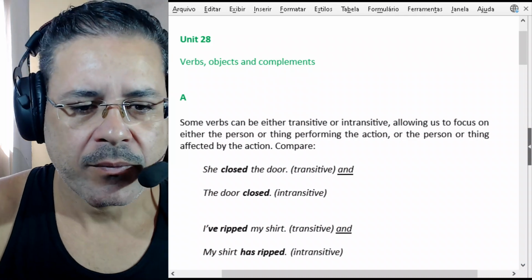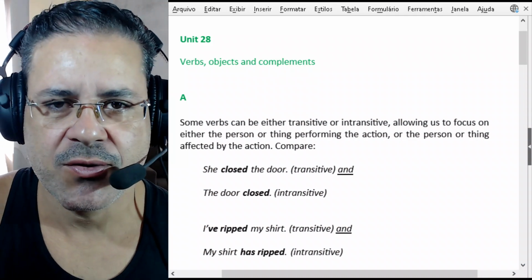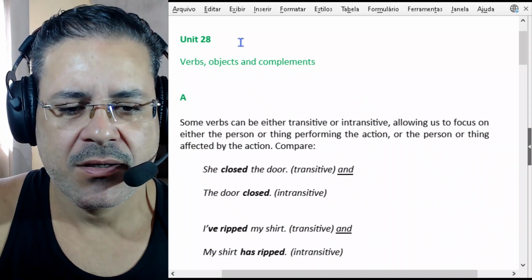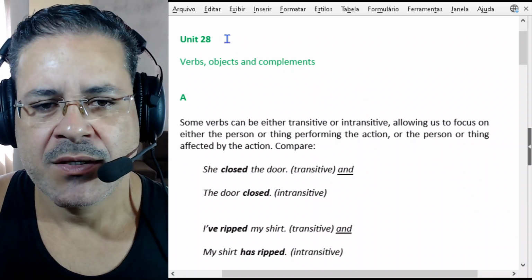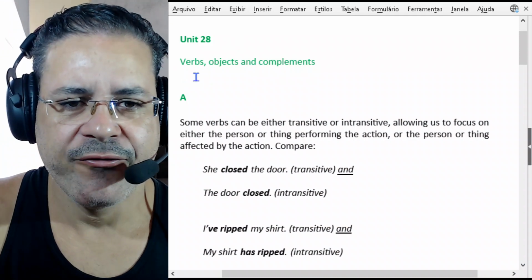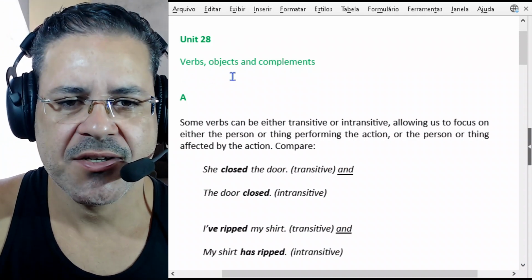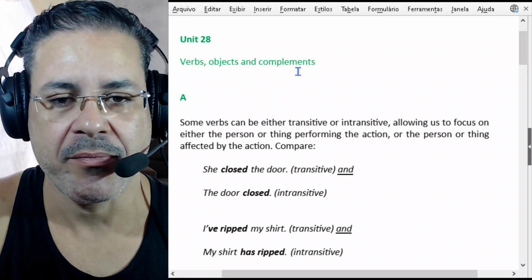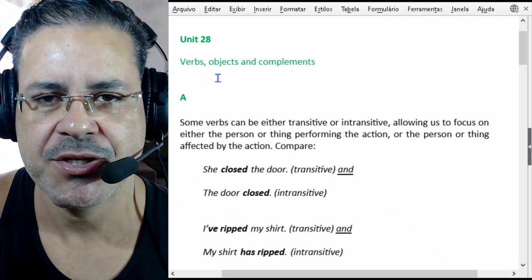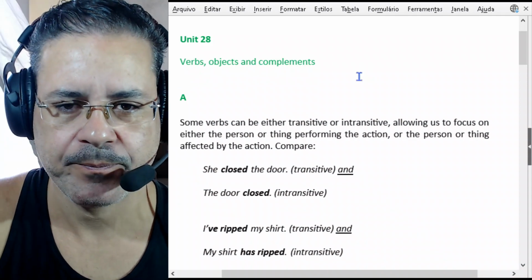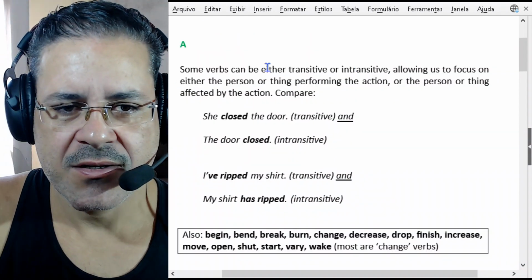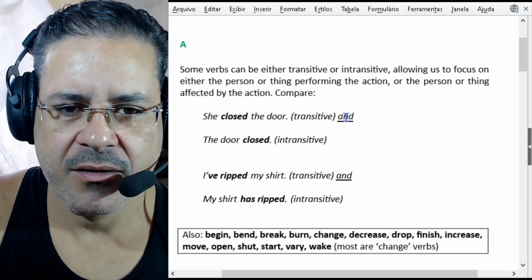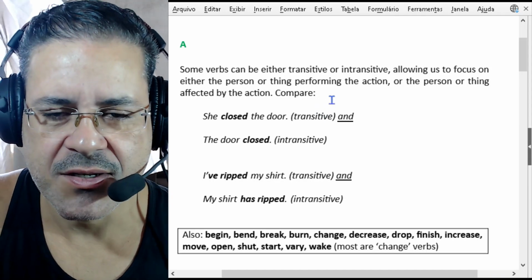Okay, without any further ado, let's get started with the lesson. This is Unit 28. Today we're gonna be talking about verbs, objects, and complements. Verbs, objects, and complements. Okay, this is section A. Let's read the text together and understand it.